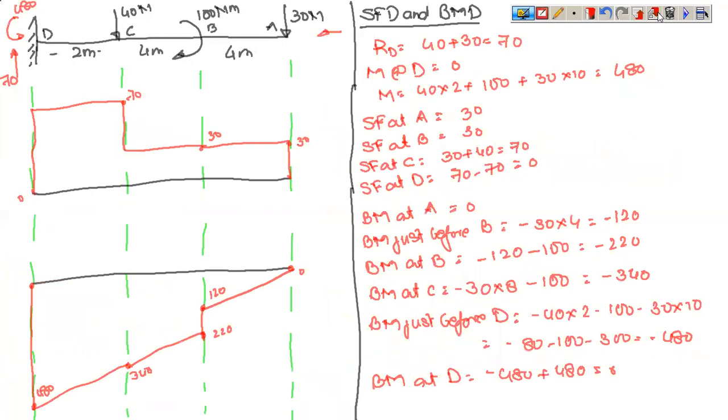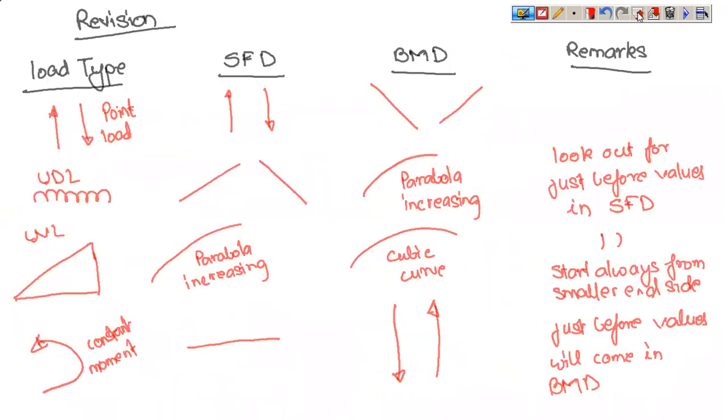So now let us conclude it. If you have a point load, then in the shear force diagram, either the value goes up or goes down. In the bending moment diagram, you will have a straight line, either going up or going down. If you have a uniformly distributed load, in the shear force diagram you have an inclined line either going up or going down, and in the bending moment diagram you have a parabola.